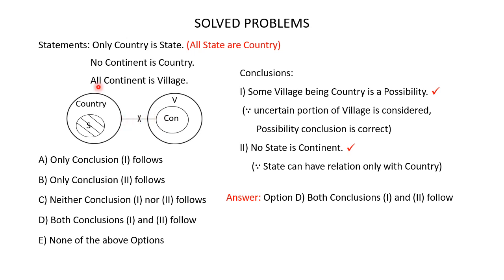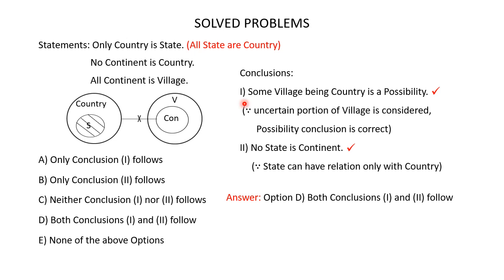All continent is village. So in the Venn diagram, all continent should be inside village. Now this is the basic Venn diagram for the given statements. Now, based on this Venn diagram, let's find out which of the given conclusions follow.